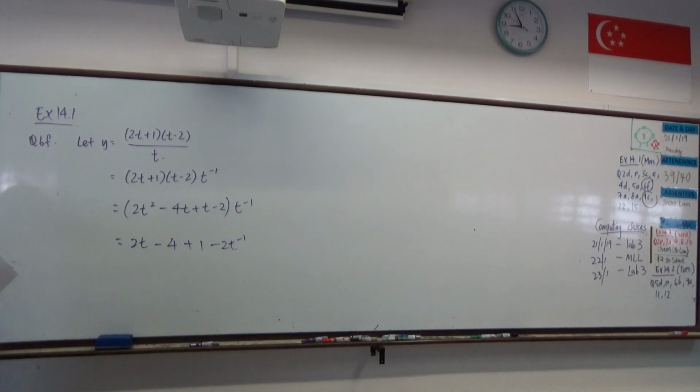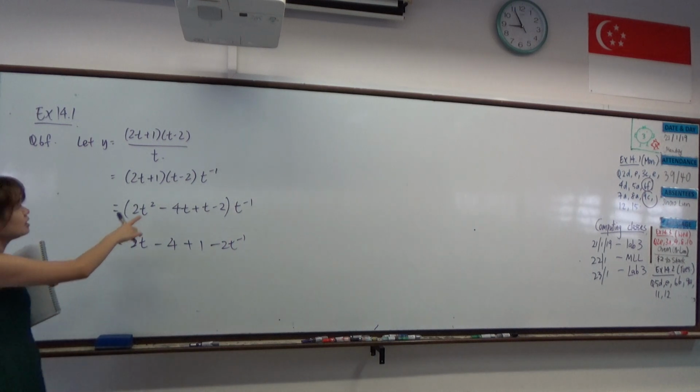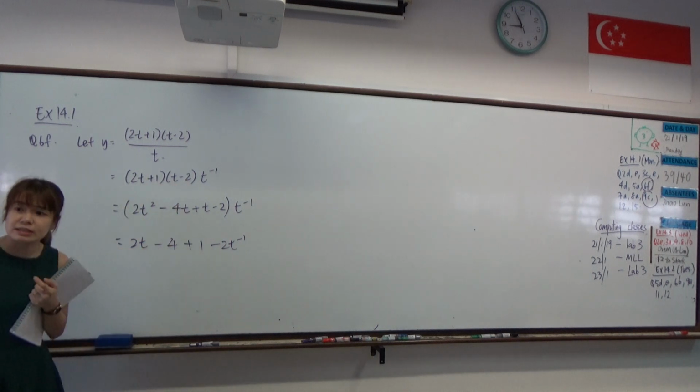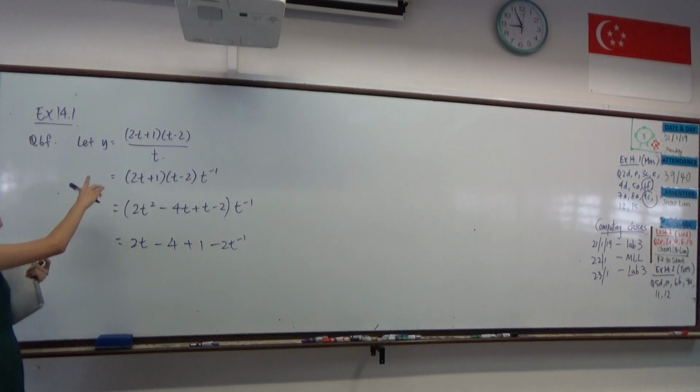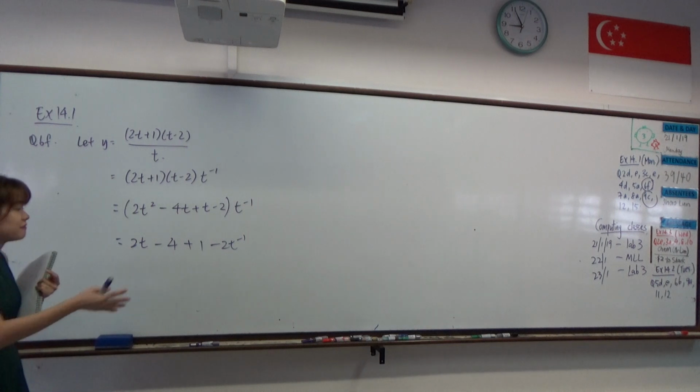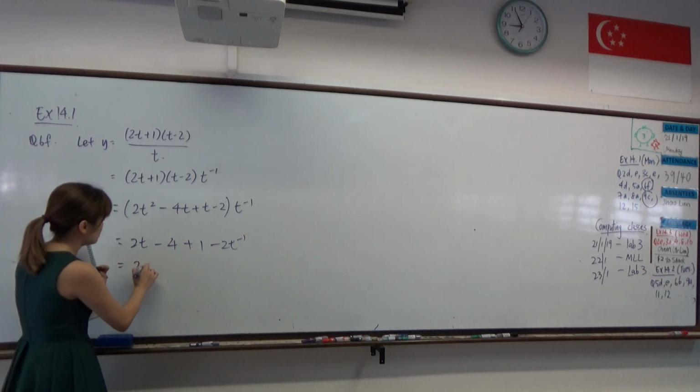Actually, there is nothing wrong with your method. It was just a bit strange to bring up the t to become t to the power of minus 1 first. You could expand the numerator first, then simplify after. But up to here, it is fine.